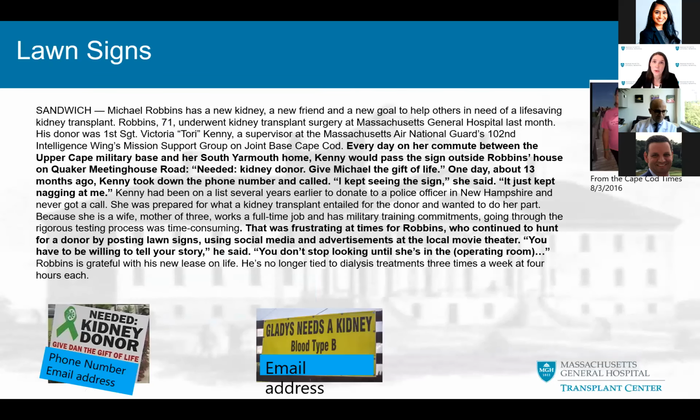Lawn signs can be a way to spread the word, especially if your house or someone you know's house is on a road that gets traveled by a lot of people. And this example here is actually one of our Mass General recipients who found a donor through a lawn sign, and their information was written up in the Cape Cod Times in 2016. So, just saying needed a kidney donor, here's the person's name, their phone number, email address, things like that could be helpful.